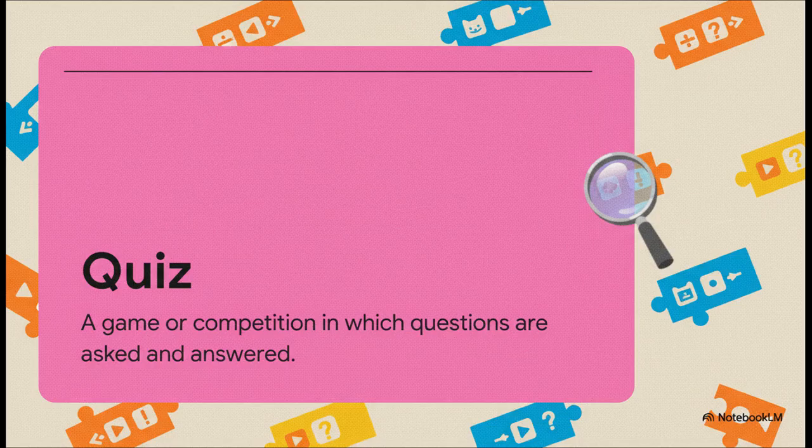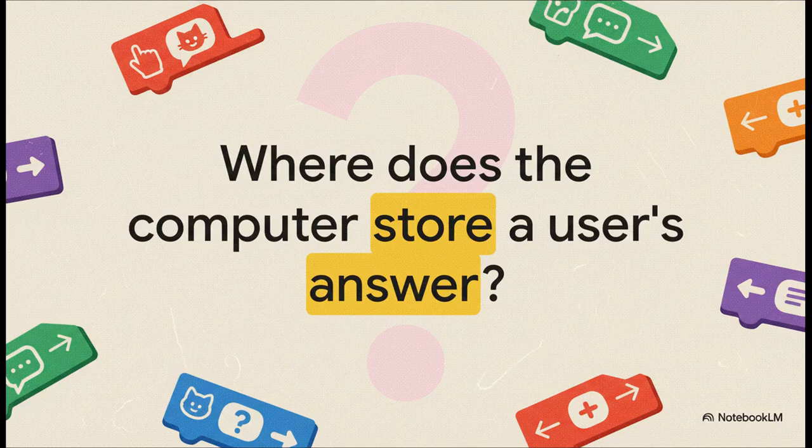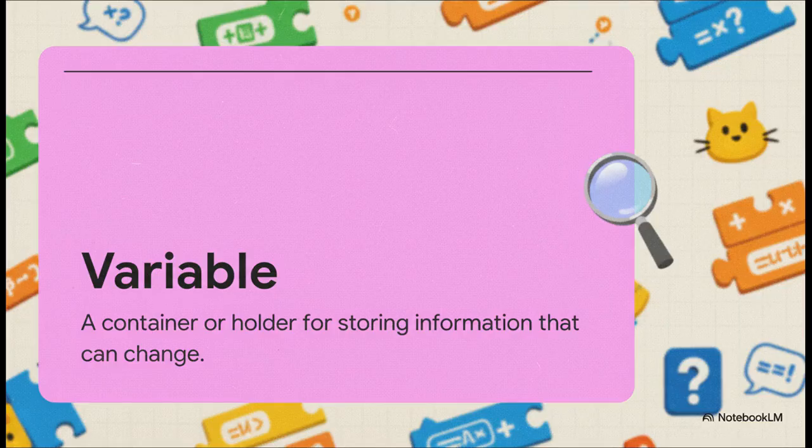Simple enough, right? But hold on. Think about this for a second. When a user types in an answer, how does the computer remember what they typed so it can check it? I mean, where does that information get stored? The answer is a really powerful concept called a variable.